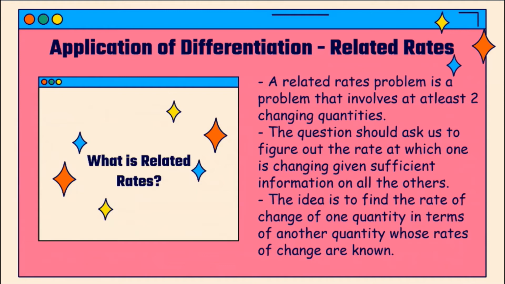A related rates problem is a problem that involves at least two changing quantities. The question should ask us to figure out the rate at which one is changing given sufficient information on all the others. The idea is to find the rate of change of one quantity in terms of another quantity whose rates of change are known.